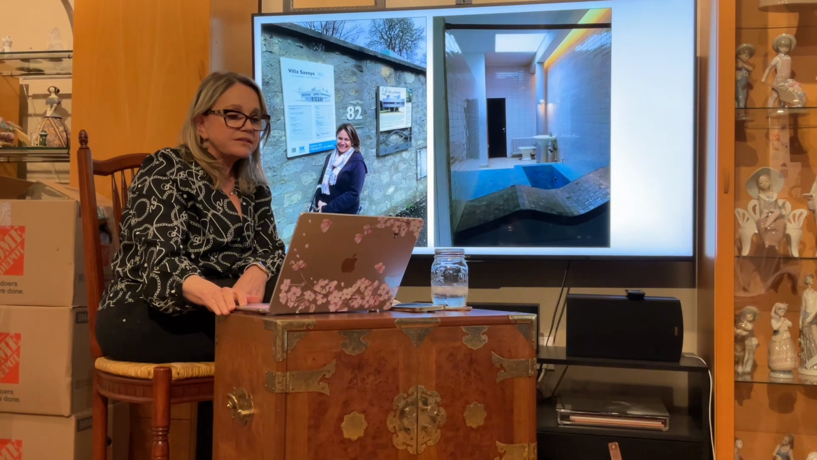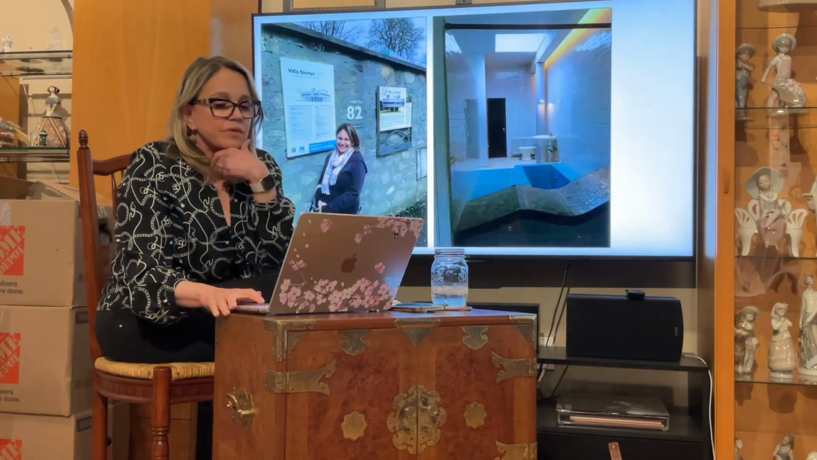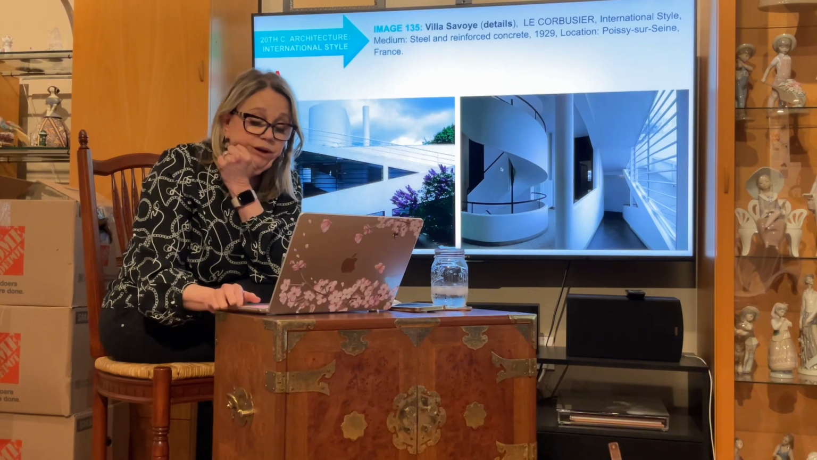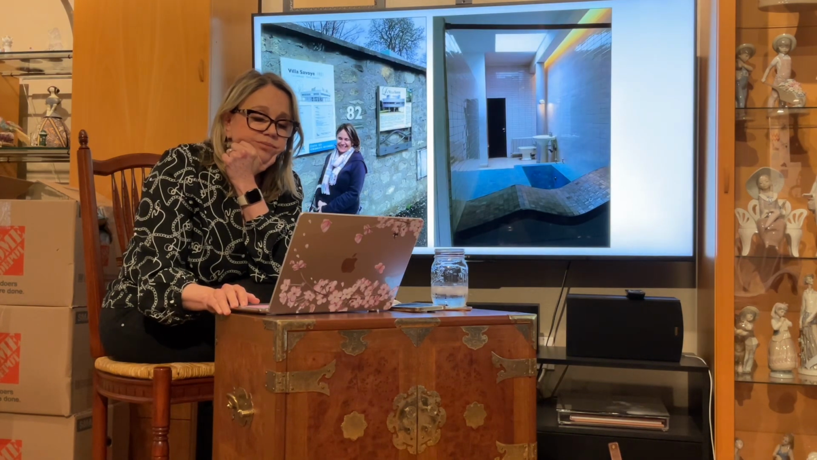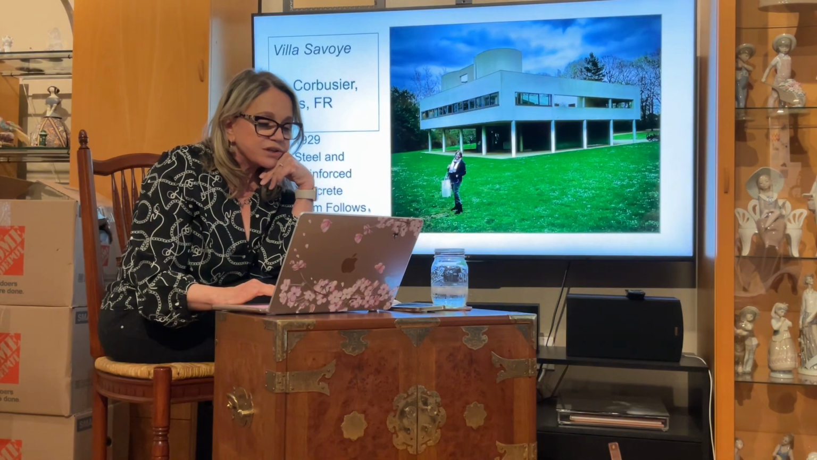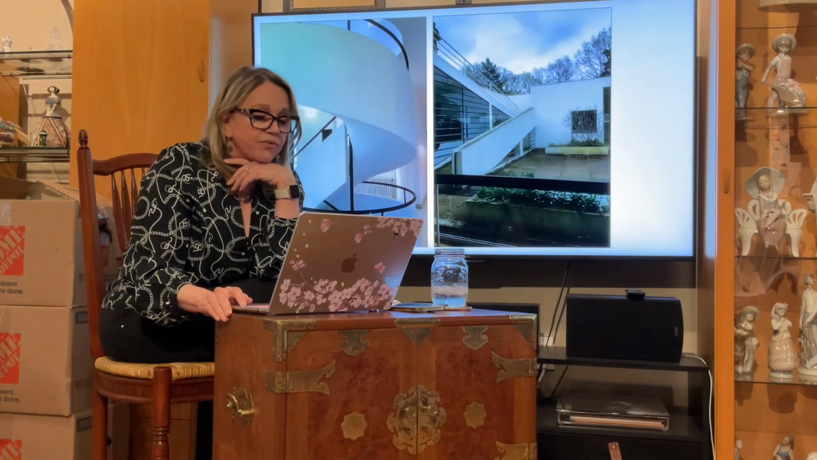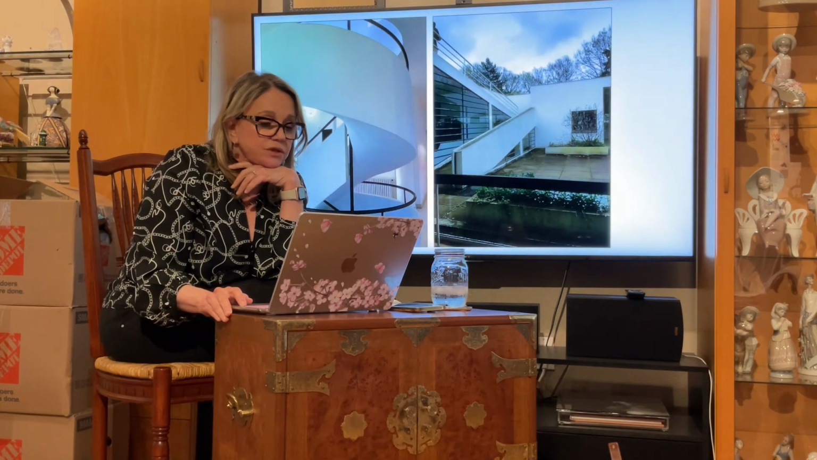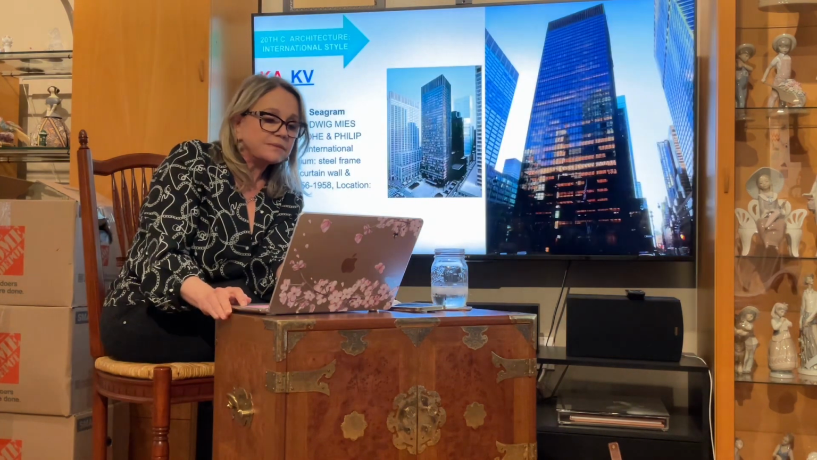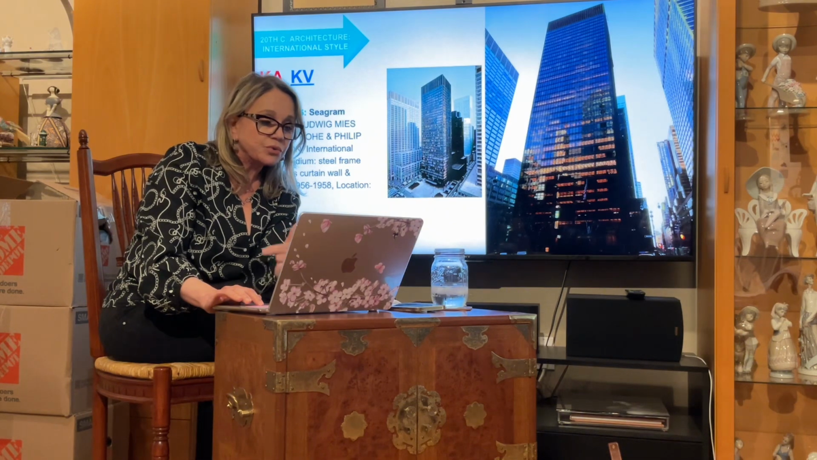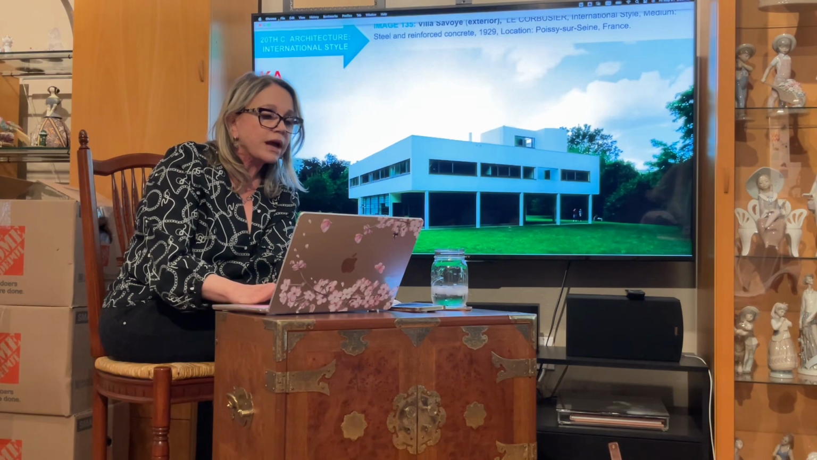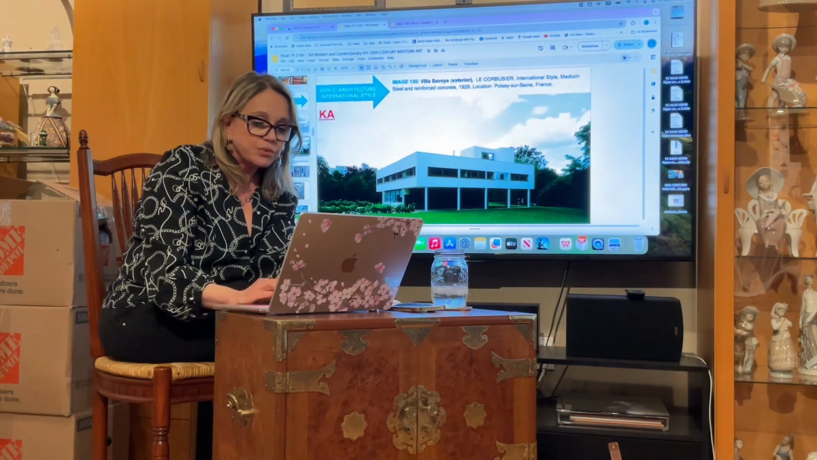This is the exterior of the home. This is the shower. Now remember, what is the date on this? 1929. Look how modern this looks by our standards. So it's 1929, steel and reinforced concrete and form follows function. So these are more pictures of the exterior. This was taken from the outside. And then before we go to the next building, I want to go back and have us take a look at more details from this work.